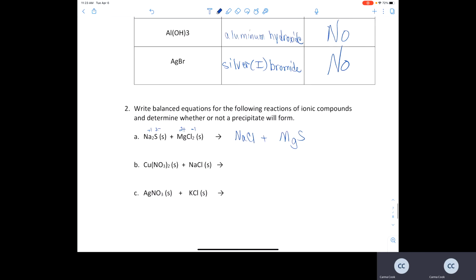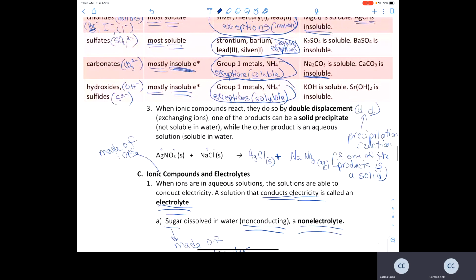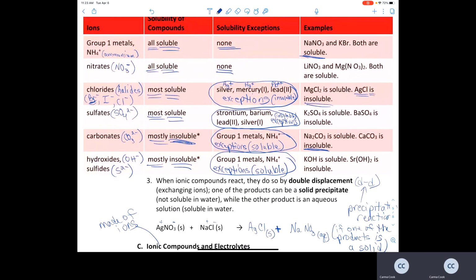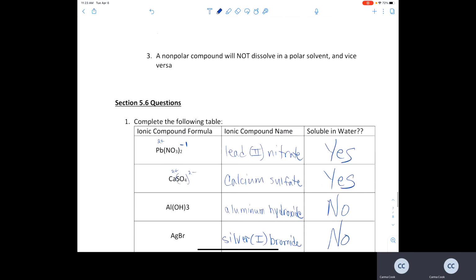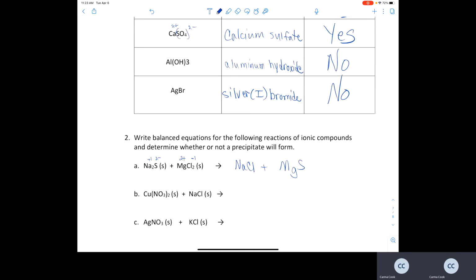Looking at our solubility rules, sodium chloride. Sodium is a group 1 metal. Group 1 metals are all soluble, no exceptions. So this will be an aqueous solution because it's soluble.